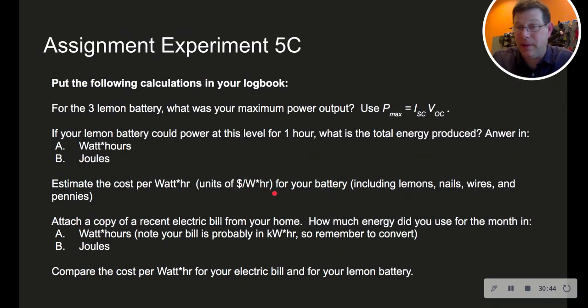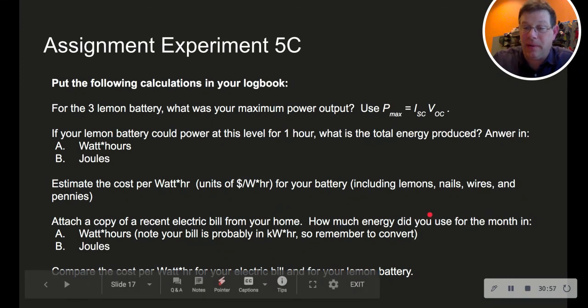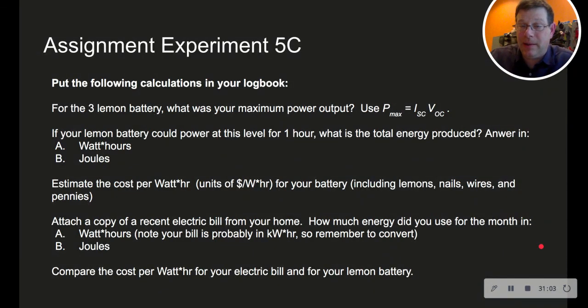This should, of course, include everything you used. The pennies, of course, that's 3 cents, but also the nails, wires, and lemons. So the cost of producing that amount of energy from your lemon. And then I'd like you to compare it to your electric bill. Try to figure out maybe if you should be buying lots of lemons and pennies and nails, or continue paying the electric bill. So get a copy of the electric bill from your home.